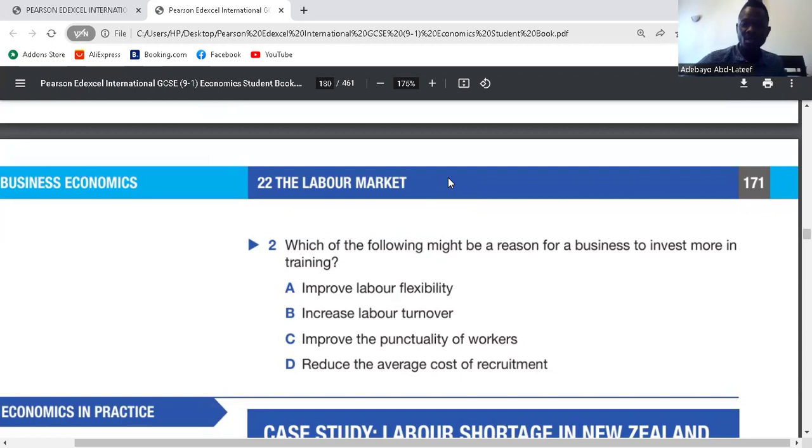Is it clear? So that ends chapter 22, labor markets. So you have a lot of MCQ questions to do.